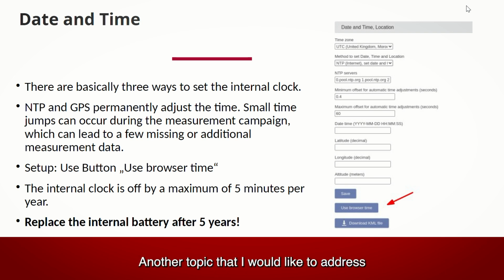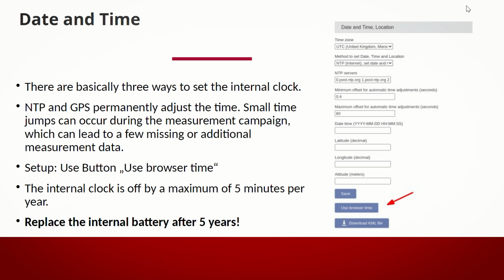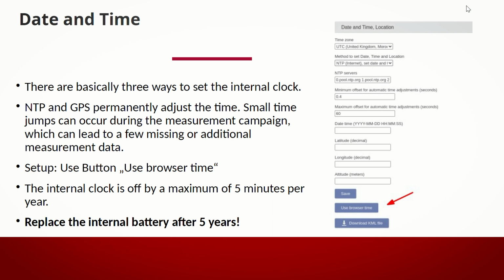Another topic that I would like to address is time setting. There are several ways to set the time. The safest method is manually. The Meteo-42 has a built-in battery, so the built-in clock continues to run even when the power plug is disconnected. The built-in clock is relatively accurate, which means that the deviation should not exceed 5 minutes per year.